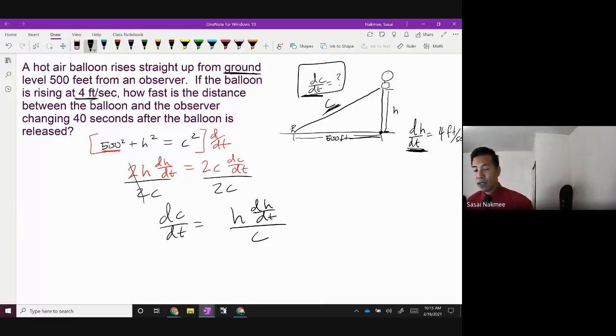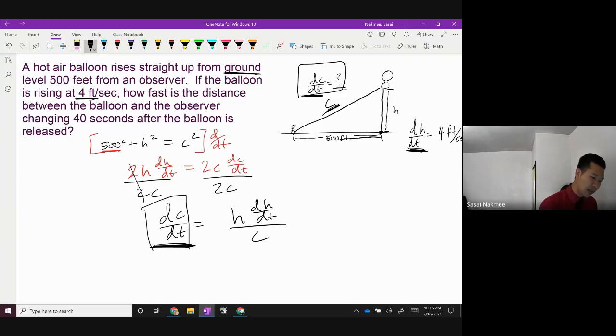We still have an issue here. I don't have what h is, and I don't have what c is, right? But I do have this thing solved for dc/dt, which is what we're trying to find. I have dh/dt, don't I? They tell us that dh/dt was equal to 4 feet per second. So I have that piece of information. I need to find out what h is, and what c is.